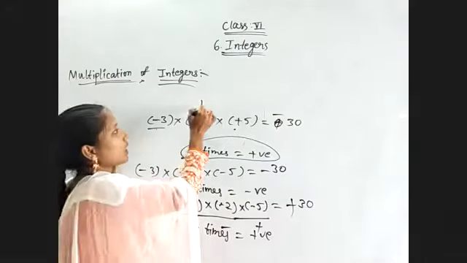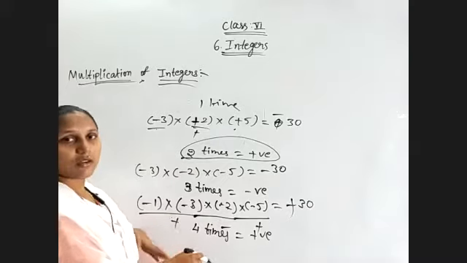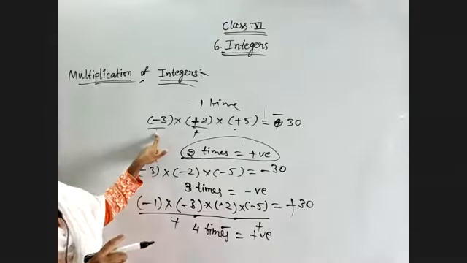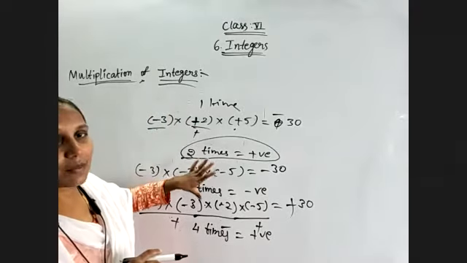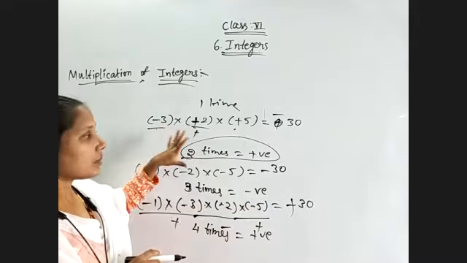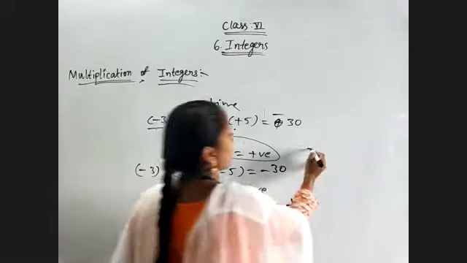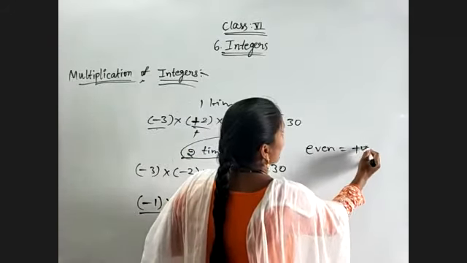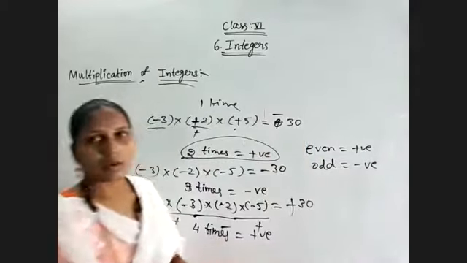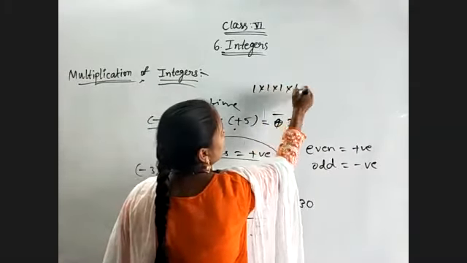1 time I am getting negative, and 3 times also I am getting a negative result, and when I am getting 5 times also I will get a negative answer only. If the negative integer is repeated an odd number of times, then we will get the product negative. If the negative integer is repeated an even number of times, we will get the positive result. Remember this.